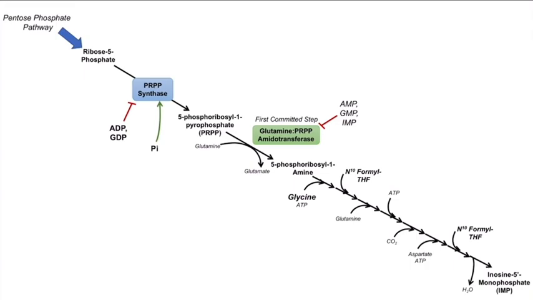As I mentioned before, the formyl tetrahydrofolate, or tetrahydrofolate, is produced by the dihydrofolate reductase enzyme, which is inhibited by methotrexate and trimethoprim.